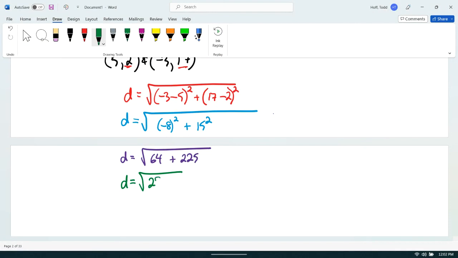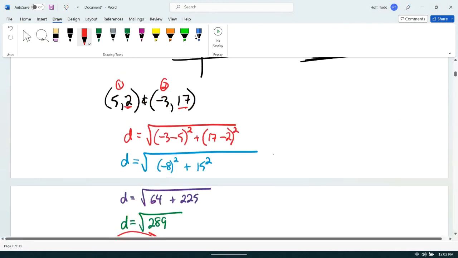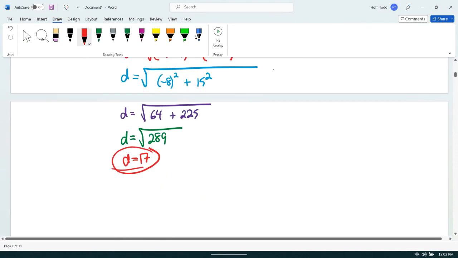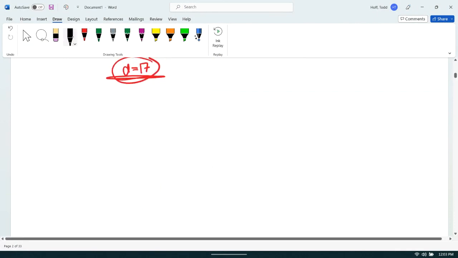64 plus 225 is 289. And the square root of 289 is 17. So the distance between those 2 points on the graph is 17 units. Whatever the units are between the coordinate points, that's the units for the length of that segment, or the distance between those points.